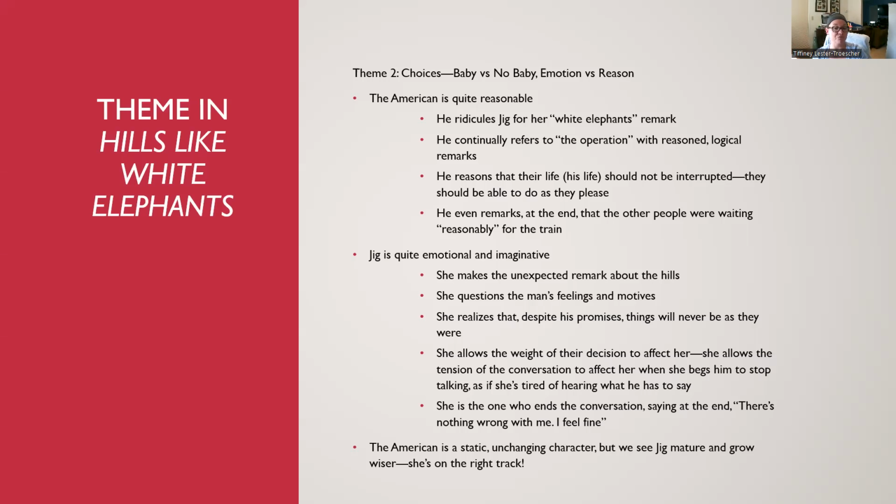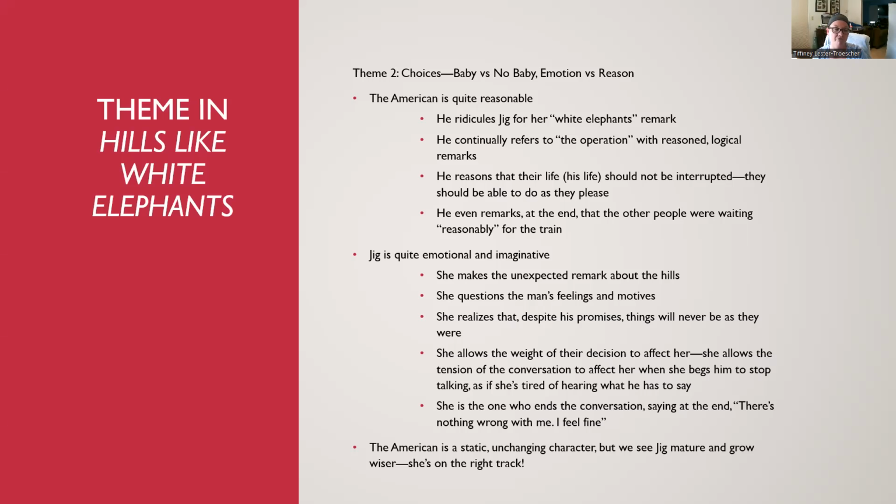So Jig is much more emotional and imaginative. She makes this unexpected remark about the hills, somewhat creative, right? She questions his feelings and his motives. And she realizes that despite what he says, despite how many times he promises, things will never be the way they used to be. He keeps saying, yes, just take care of this. Right? Just have the abortion. Maybe we can go back and continue on with our lives just like we were. Right? Just a little bump in the road, nothing to worry about. Just get it done, take care of it so we can keep doing our thing. Seems reasonable, right?